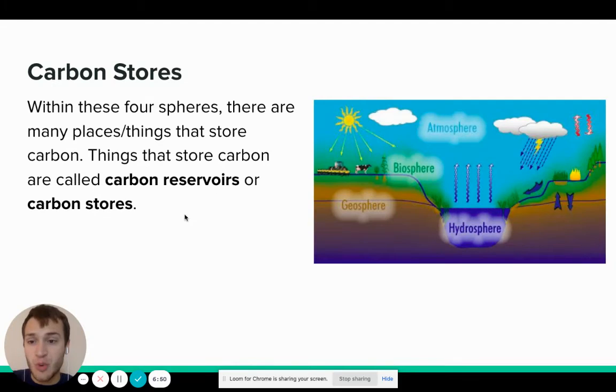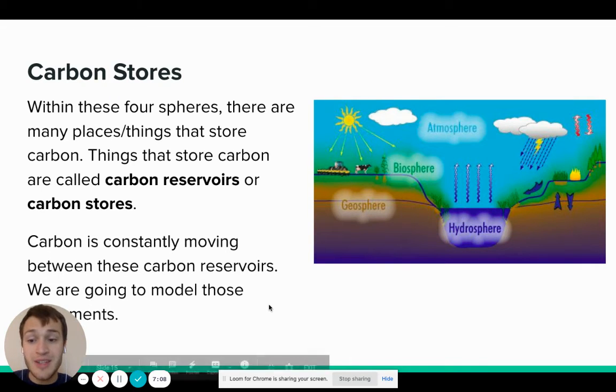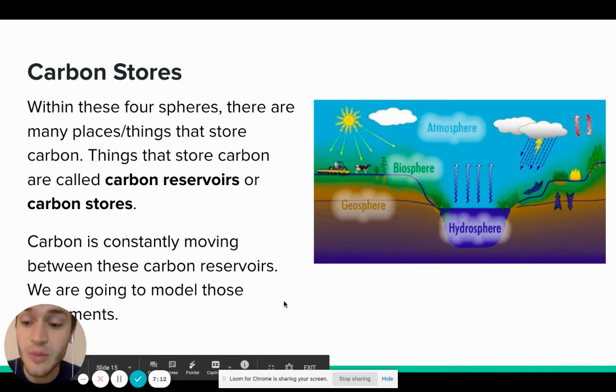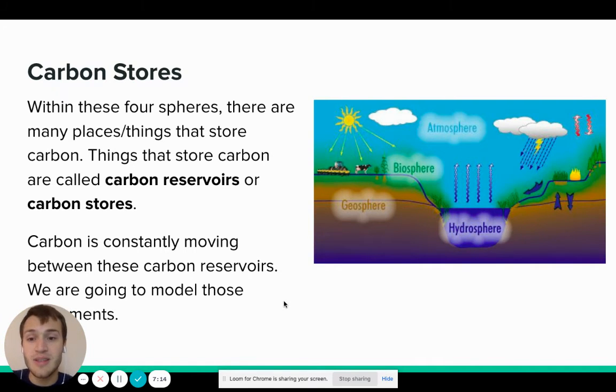And within these four spheres, there are many places and things in particular that store carbon. So things that store carbon are called carbon reservoirs or carbon stores. When I'm speaking, I tend to call them carbon stores, but the more proper term is actually carbon reservoir. So carbon is constantly moving between these carbon reservoirs. And today we actually modeled some of those movements.